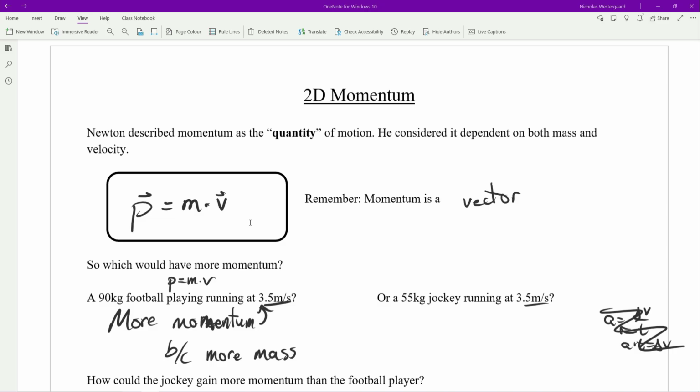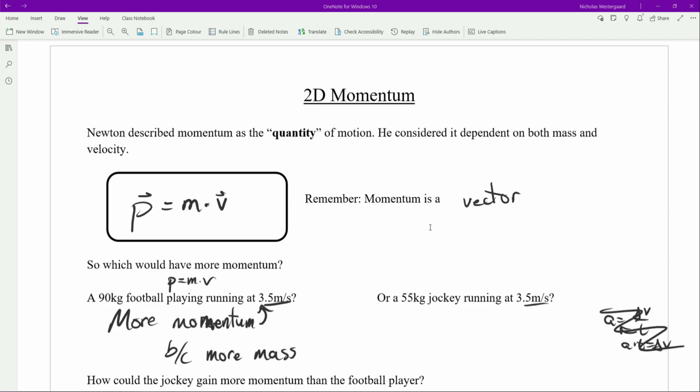So Newton described momentum as a quantity, or how much motion there is. It's dependent on both mass and velocity. We use the symbol p, a lowercase p, to represent momentum. Momentum is equal to the product of mass and velocity. Both momentum and velocity being vectors, they're going to share the same direction. We're just going to remind ourselves momentum is a vector, so the direction is going to be pretty important.